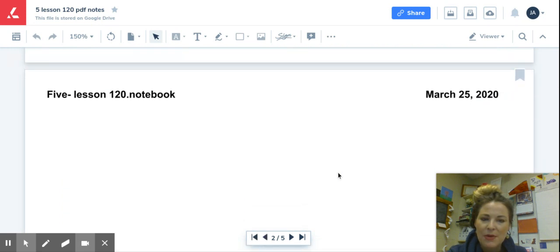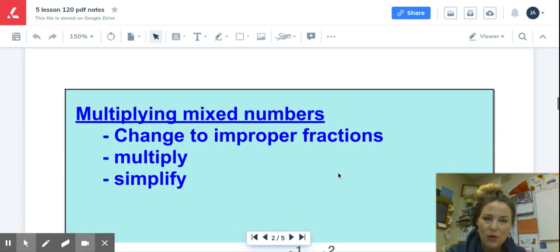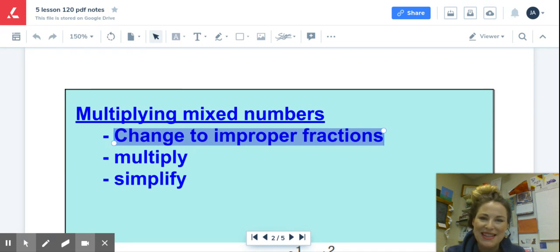As we're looking at some notes here, in order to multiply mixed numbers, there are a couple things you need to do in order. Number one, this is so important: change them to improper fractions. The most common error, which will make more sense when you have a visual in front of you, is that people multiply the fractional parts and then multiply the whole number parts and just plug those together. And that's not accurate. So don't do that.